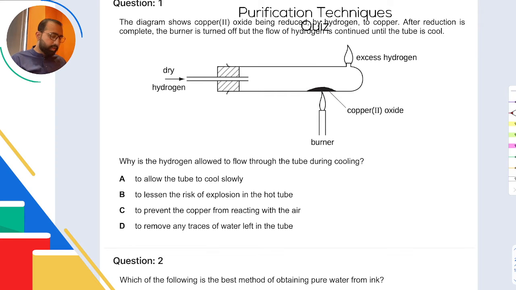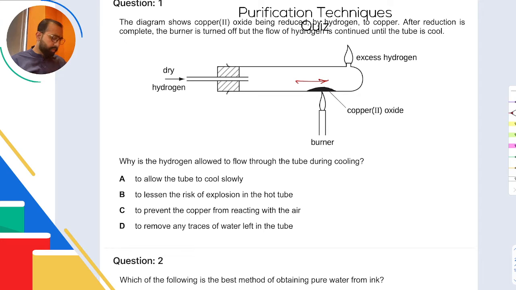So when hydrogen comes over here, it passes over this thing, reacts with it. Obviously, it's going to form H2O, and copper is going to be left over as a pink solid. Again, that's a color you need to remember. Any extra hydrogen is going to be burnt off, and you know, hydrogen is flammable. In fact, it's explosive. That's why it gives us the pop test when we do it. So why is the hydrogen allowed to flow through the tube during cooling? Okay, so it says to allow the tube to cool slowly. How does that help? Doesn't really help us. To lessen the risk of explosion in the hot tube.